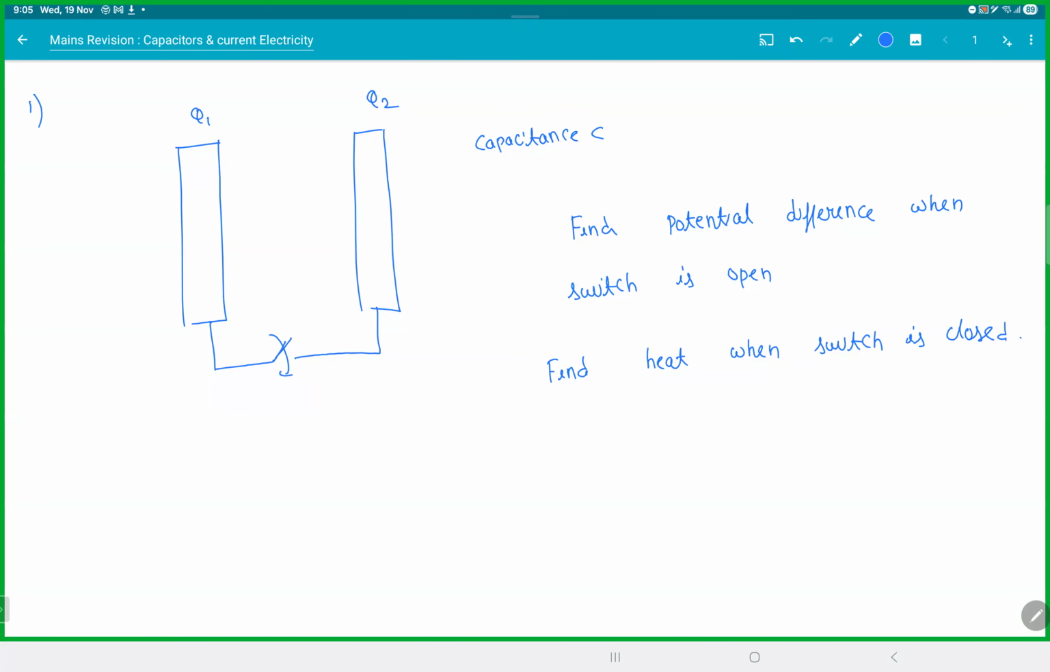So two parallel plates, capacitance C. One plate has charge Q1, the other has charge Q2. This comes from the definition Q is equal to CV. What is Q exactly? Q is not the total charge on the capacitor. Q is not the charge on the positive plate. Q is something else.